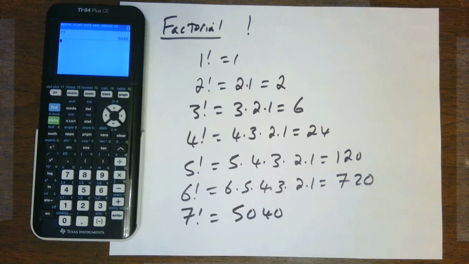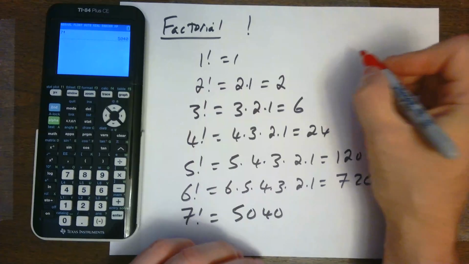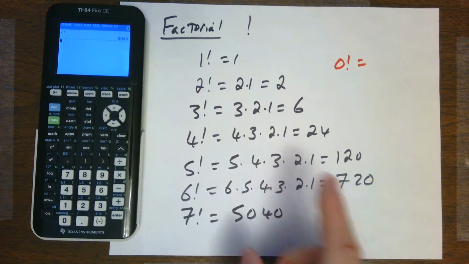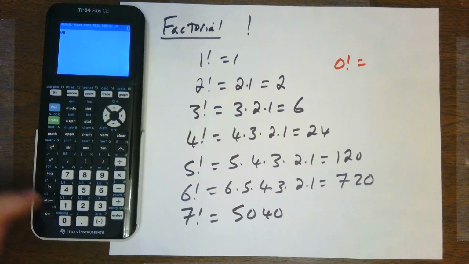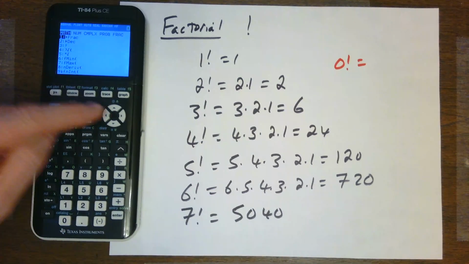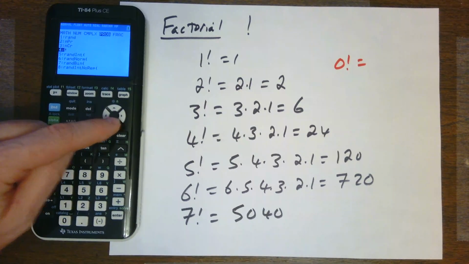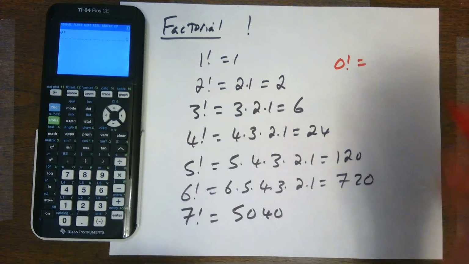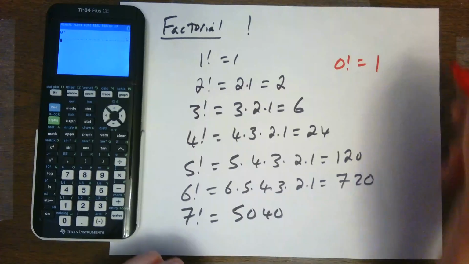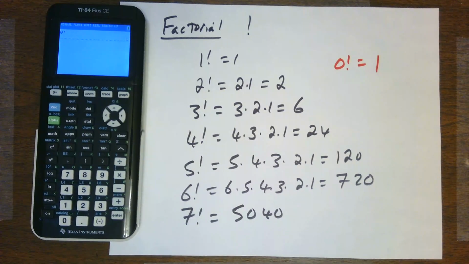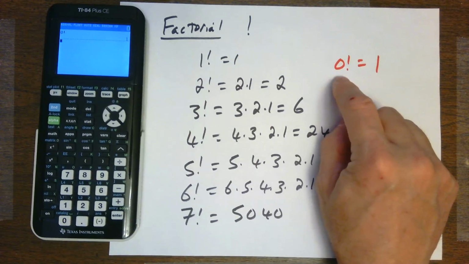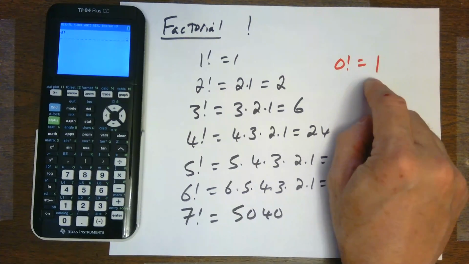There is one really weird one. Now that you've looked at the pattern, can you guess what 0 factorial would be? Let's try it on the calculator. I'm going to go 0, then math, over to probability, down to number 4, exclamation point. 0 factorial is 1. I know, it's very counterintuitive. It seems like it should be 0. Whenever you multiply 0 by anything, don't you always get 0? Well, apparently not. 0 factorial is 1.